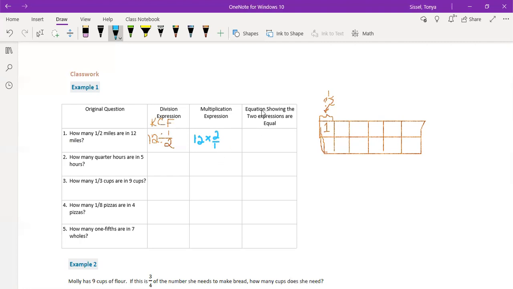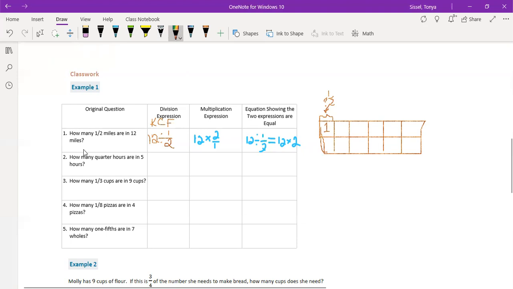Okay, now it says equation showing the two expressions are equal, because this is an expression and this is an expression. It's not an equation unless you have an equal sign. So we're going to write 12 divided by 1/2 equals 12 times 2. And that's all. It does not say anywhere to solve it. Okay? So let's do another one.